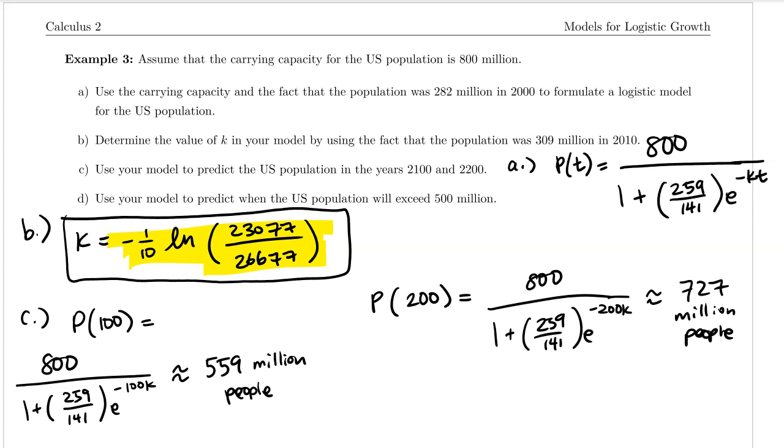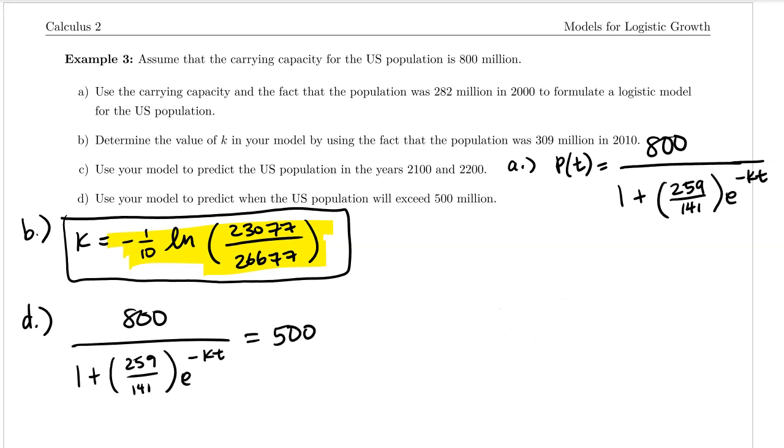And the last part, part D, says use your model to predict when the US population will exceed 500 million. So in the year 2100, in part C, we found that the population was 559 million. So using some logic, we could probably deduce that it's going to be sometime before the year 2100. So in part D, essentially what we're doing is we want to solve the equation for t when we set the population to 500, or another way you could think about it is when will the population exceed 500, so you can put an inequality symbol.